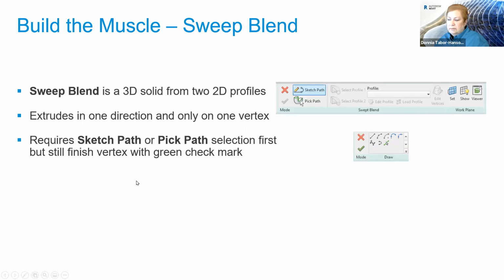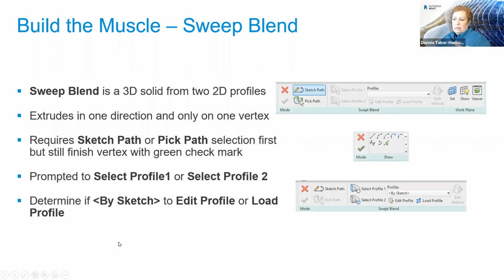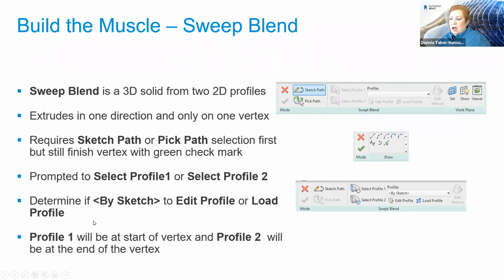So now you can sketch your path, or you can go with the pick path and finish your vertex. Then it prompts you to select profile 1 or profile 2. And this is determined by sketch, or you could edit profile and load profile. I'm not going to go that far into that today because it works the same as it did with the sweep. Profile 1 will be at the start of your vertex. Profile 2 will be at the end of your vertex of what you have chosen as your path.